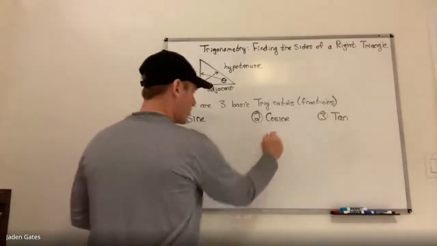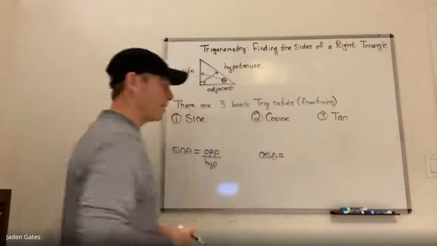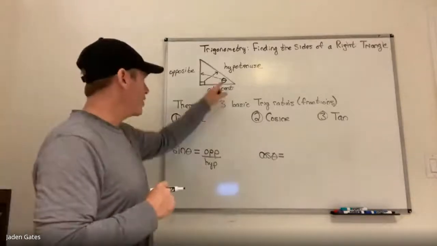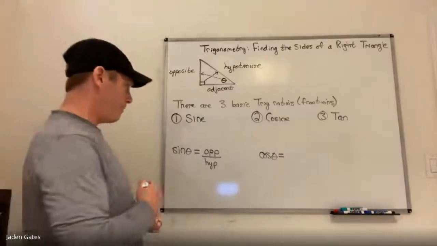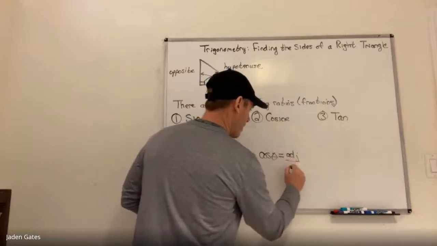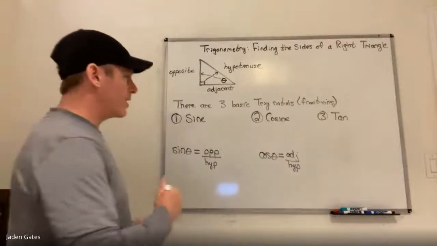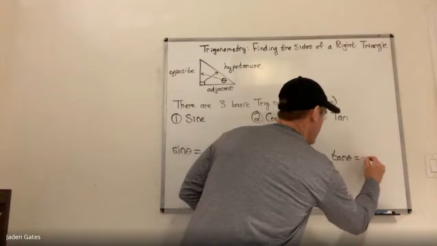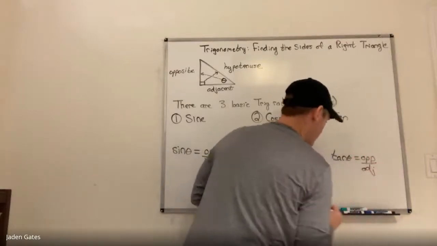The cosine ratio, short form cos theta, is again a cos ratio looking from the angle theta. It's always key: you're looking from either this angle or this angle, never looking from the right angle. The cosine ratio is the adjacent divided by the hypotenuse. And then lastly, our tan ratio. Tan theta is the opposite divided by the adjacent.